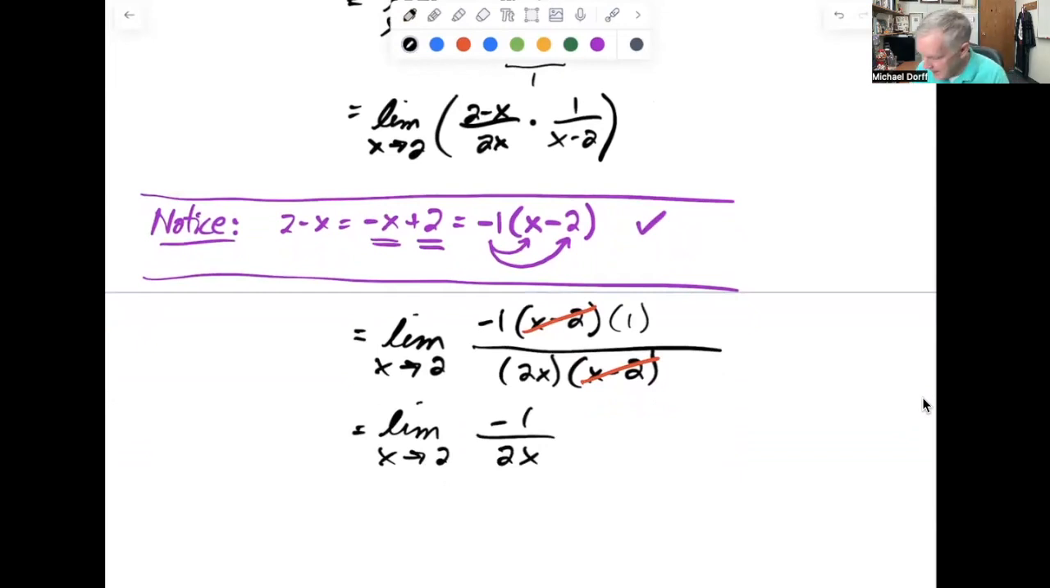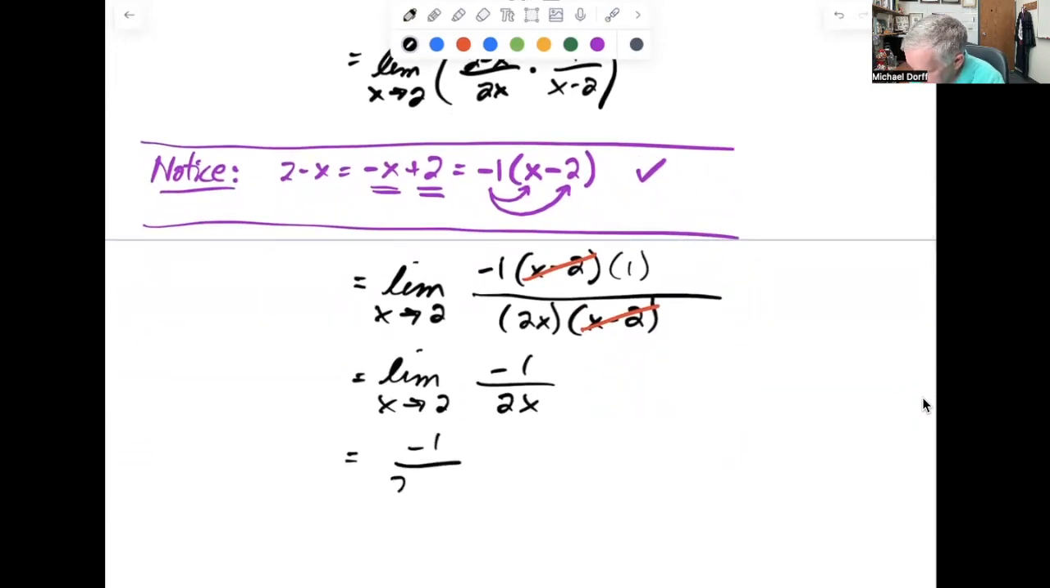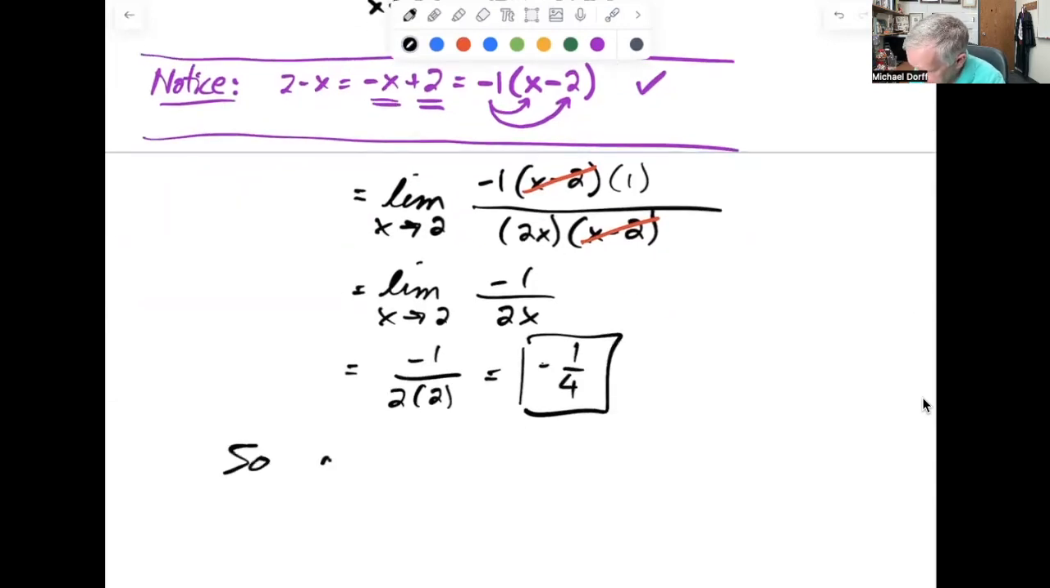Since I've canceled out my x minus 2, I'll do my direct substitution again. I'm plugging in x equals 2. I get negative 1 over 2 times 2, which is negative 1/4. And that's my answer. So the derivative at 2 is negative 1/4.